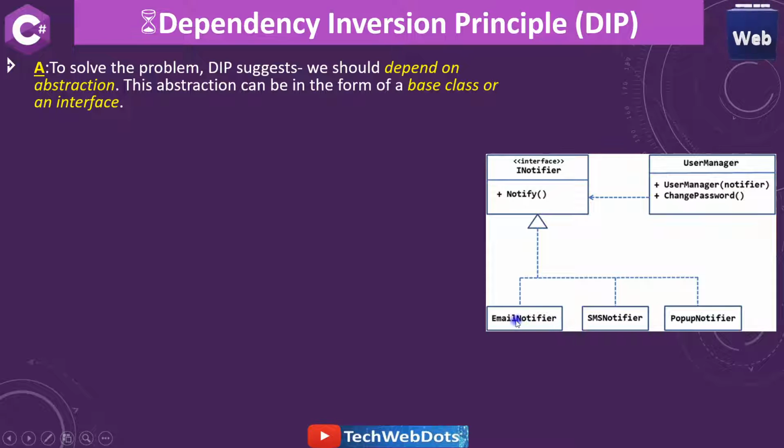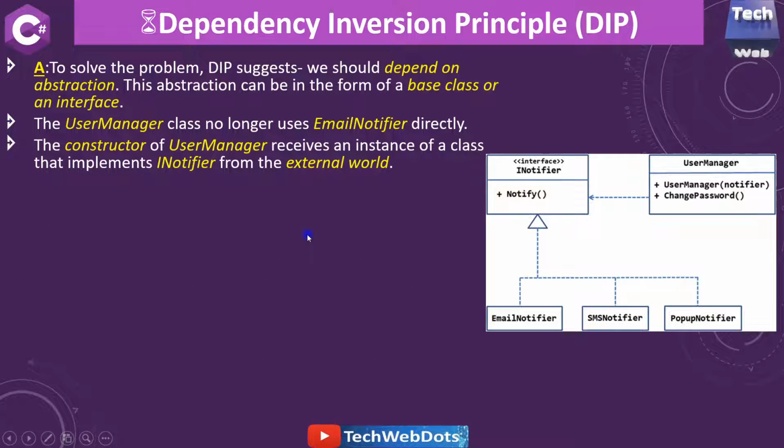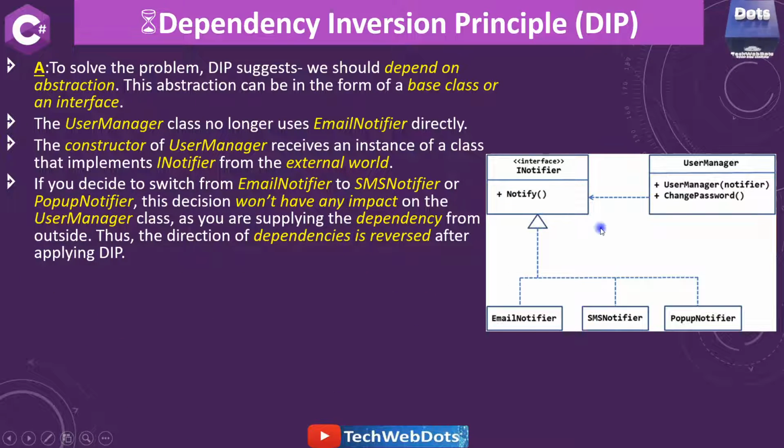So we have to pass the object of any of these classes, and that will work for the user manager to send the notification. That's how it satisfies this first rule. My user manager class no longer uses email notifier directly, and the constructor of user manager receives an instance of a class that implements iNotifier from the external world. Now think about the previous design. Previously, we were creating an instance in the user manager class itself, but now we are not creating that instance.